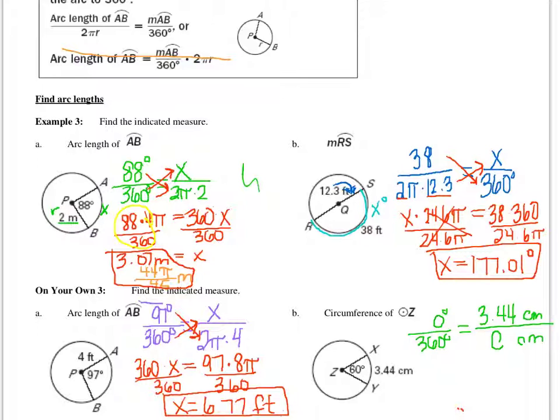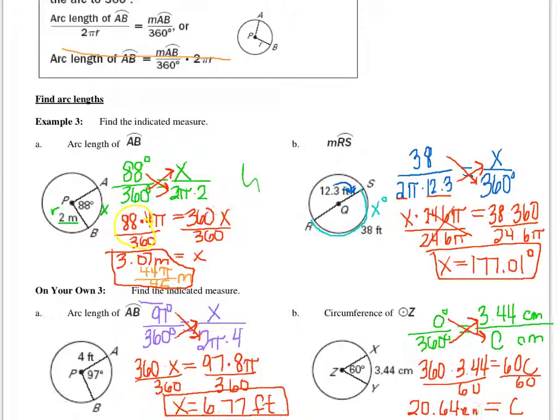So to solve this problem, let's do some cross multiplying again. So I'll cross multiply here, 360 times 3.44 equals, let's cross multiply here, 60c. If we divide both sides by 60 to get my c alone, we find that c equals, and if you do 360 times 3.44 and divide it by 60, you'll find that it's 20.64, and my unit there would be centimeters. So here is my answer.